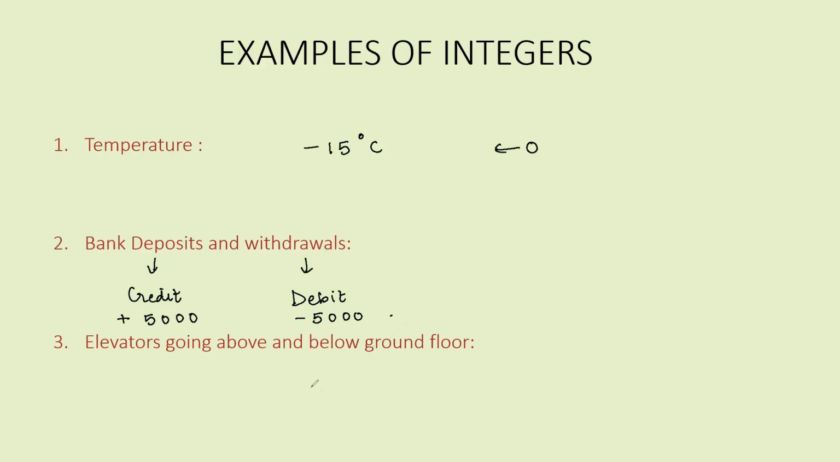Now, another example is elevators going above and below the ground. When we see that there's a ground floor, there's first floor, second floor, and when we go beyond that, this is -1 floor, -2 floor, which goes in the basement. So I hope with these examples, the concept of integers is clear.